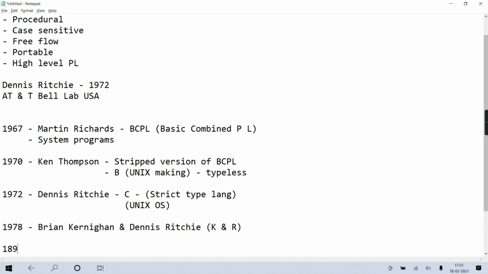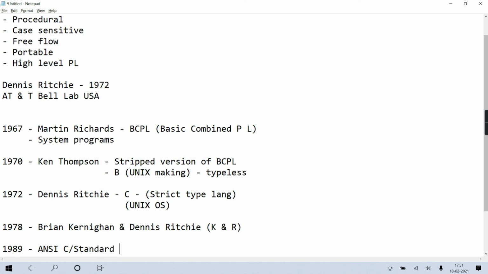So in around 1989, one committee was formed for creating a standard version of C which can be accepted by all, and that committee is called the ANSI committee. ANSI is the American National Standards Institute. So ANSI C means the standard version of C created by that committee. We call it ANSI C, or standard C.